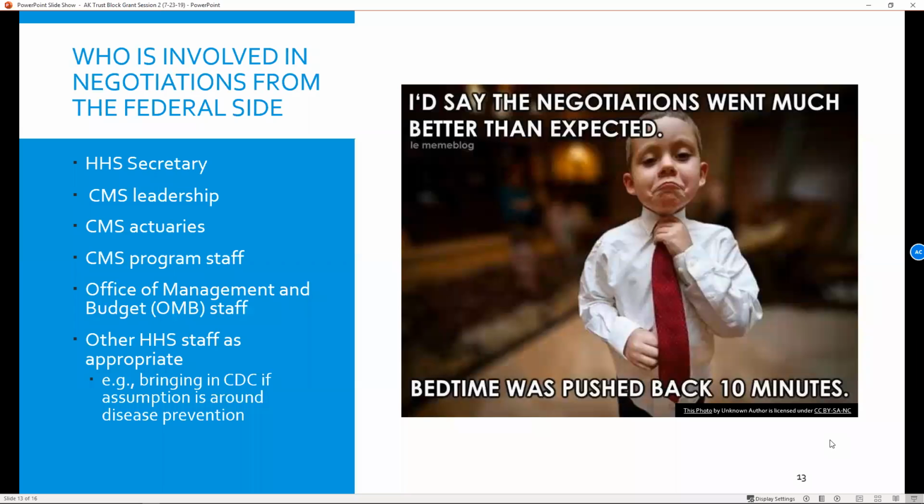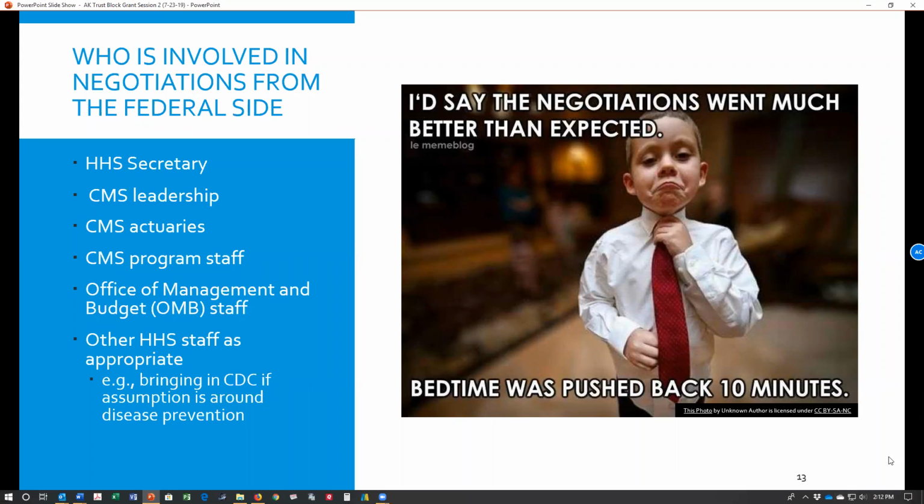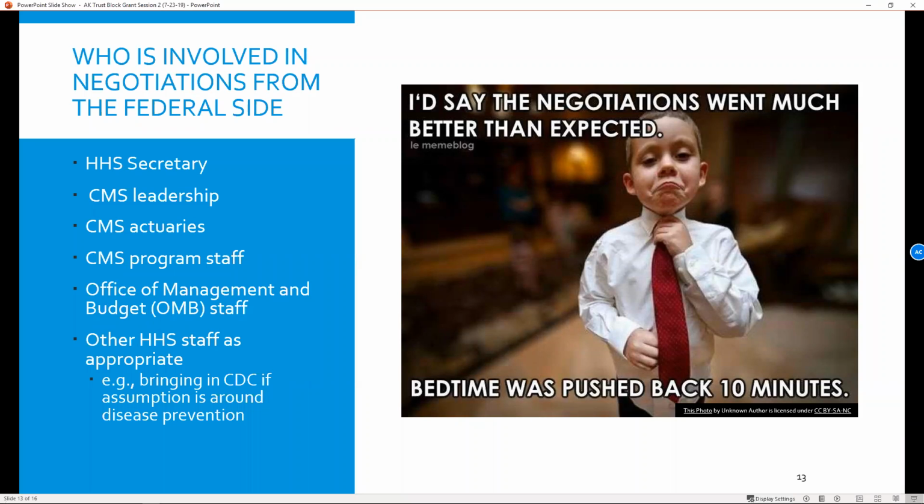And I would say that this is a little bit of a change from when I was there. The CMS actuaries really did not play the role that they do today. So that is part of the evolution. Generally, the Office of the Actuary was not involved, other than maybe some ad hoc discussions and technical support. But they are much more involved today than they were in the past.